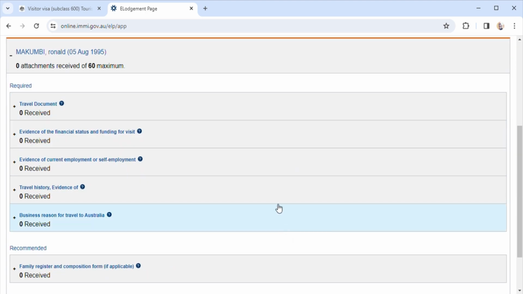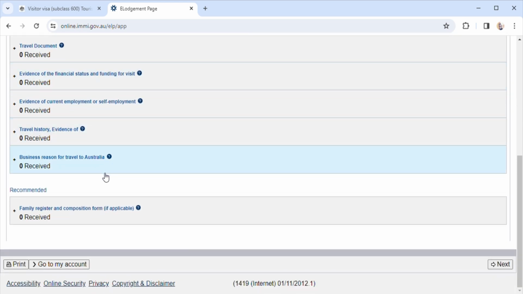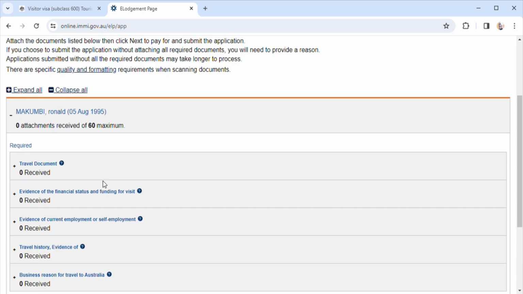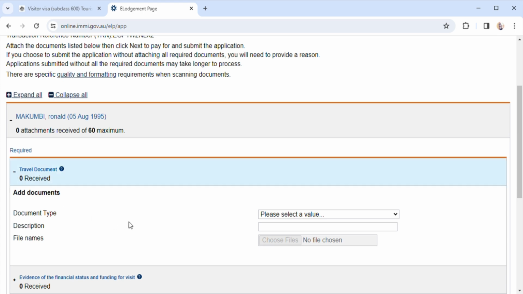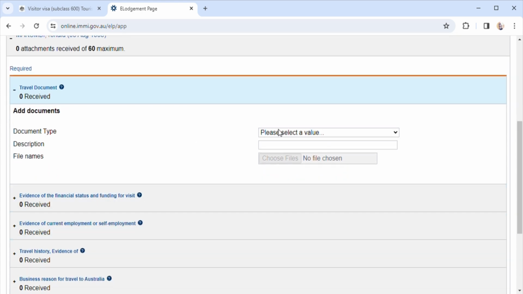So this is the step where you have to submit. You see the last step, they are showing you where you should attach your documents. At this last step, you will put, you see the first one, travel document. You will put your passport here. You just click here, add, then you attach your document.